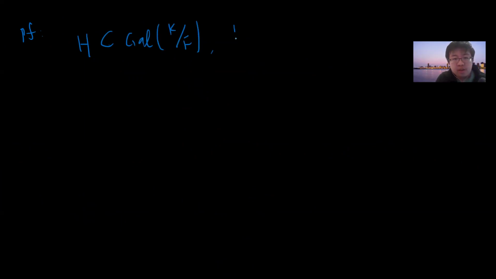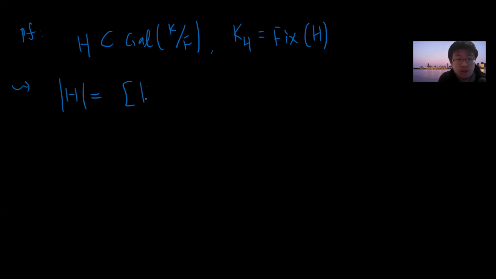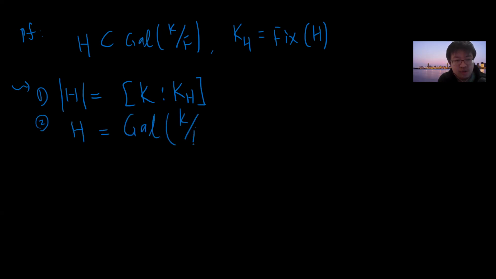Okay, and I can define, let's say, K_H to be its fixed field. So let me just write: fixed field of H, K_H. K is a fixed field, and what I'm going to show is that the order of H is the degree of K over K_H. This is the first one. Second is that H is exactly just the Galois group of K over K_H.